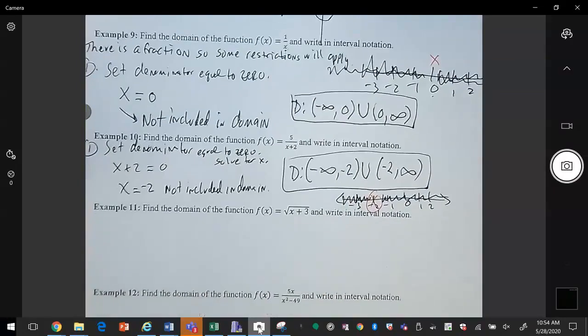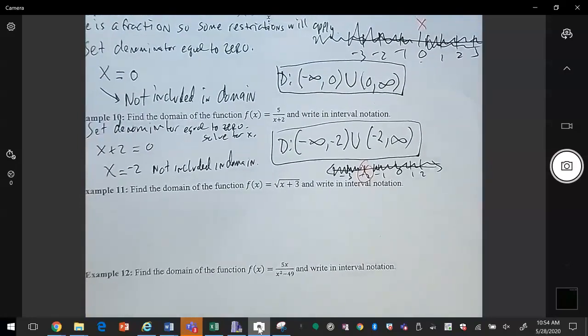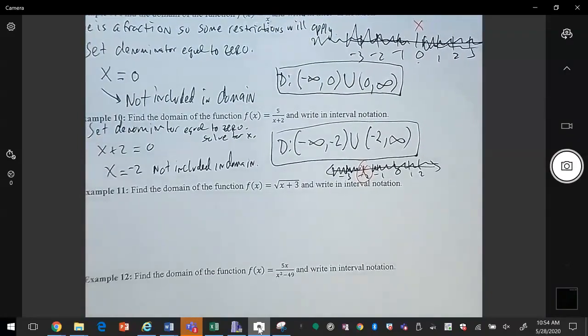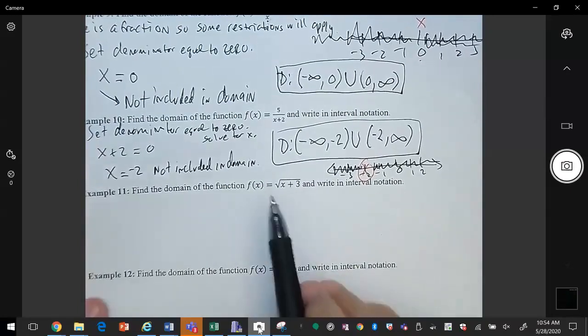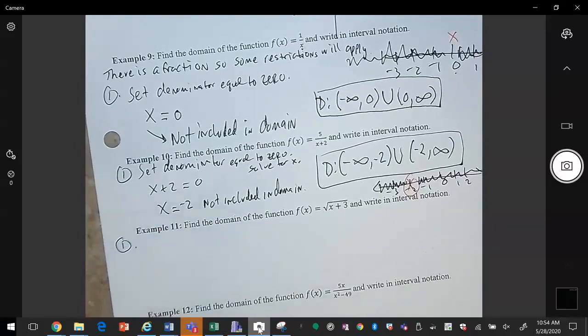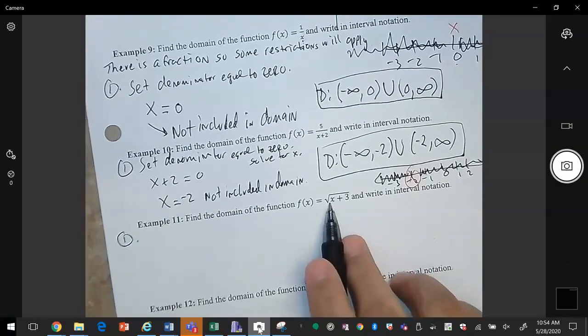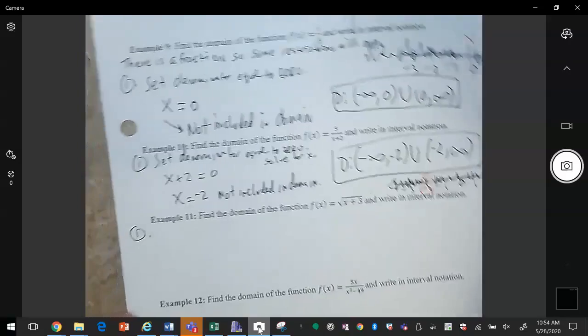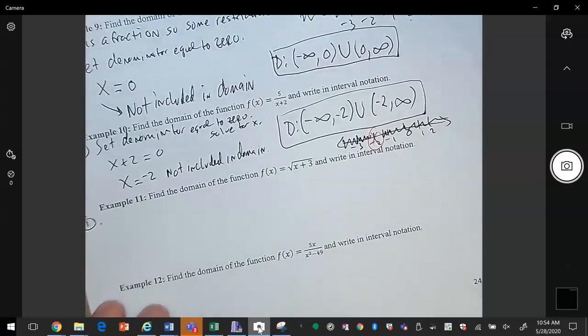Okay, the next one, 11, find the domain of the function square root of x plus 3 and write in interval notation. Do we have a fraction? No. Do we have a square root? Yes. So there is some restrictions. So the restriction comes with numbers that will give you a negative in the square root, since we cannot take the square root of a negative number.